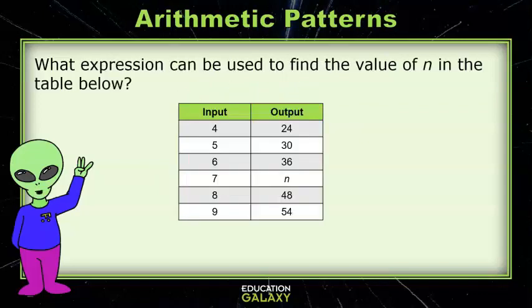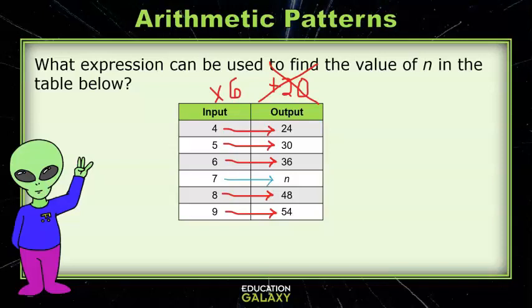Let's try this one. What expression can be used to find the value of n in the table below? Well, to get from 4 to 24, I either have to multiply by 6 or add 20. But to get from 5 to 30, I have to multiply by 6. So the rule must be to multiply by 6. That works for all the values in the table. So to figure out the output of 7, I would need to calculate 7 times 6. That would be my expression.